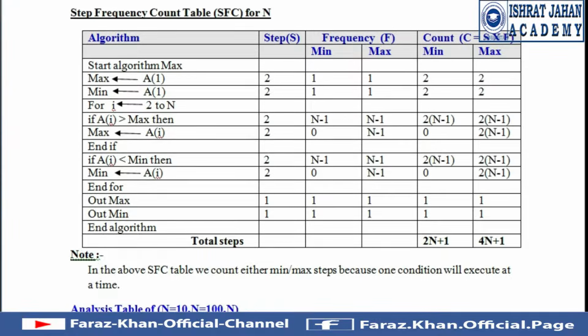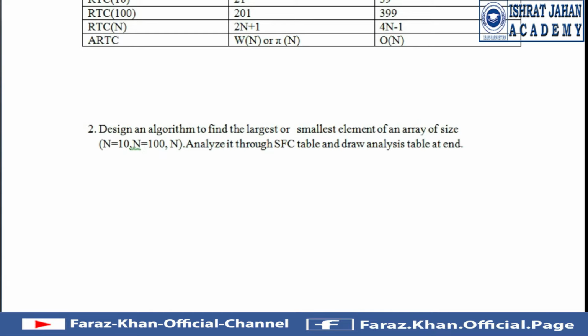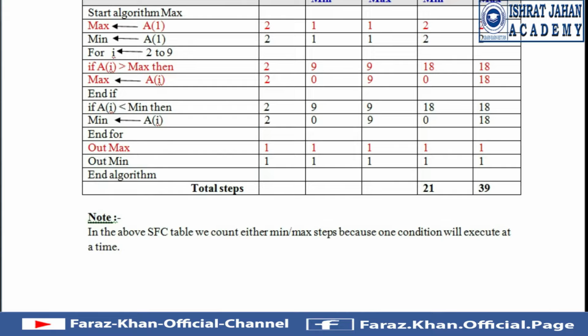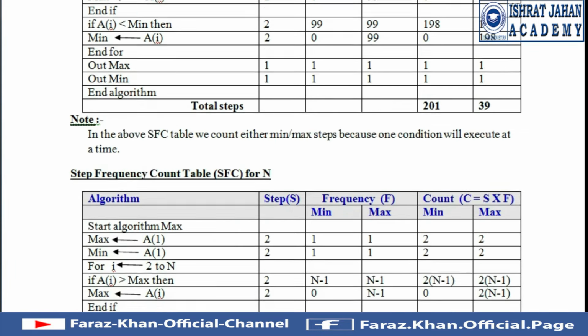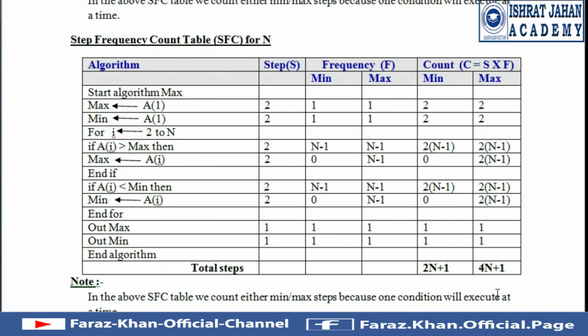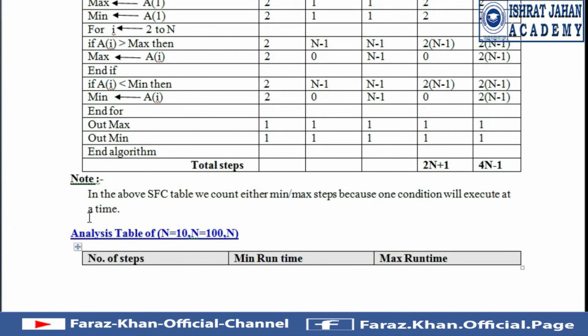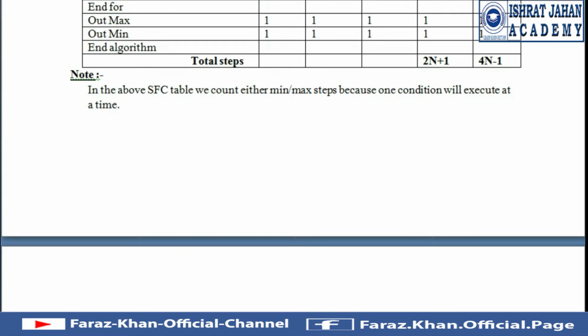The same thing for n: 2n plus 1, 2n plus 1, 4n minus 1, right? The rest would remain same. Move on. So here is the analysis table.